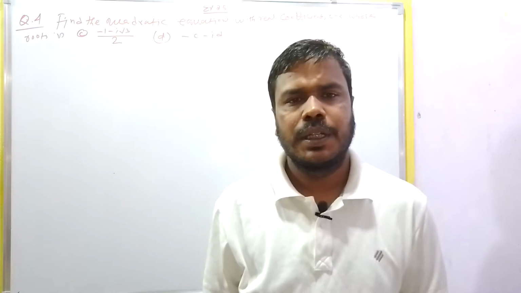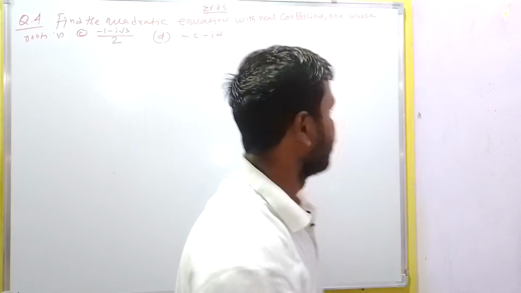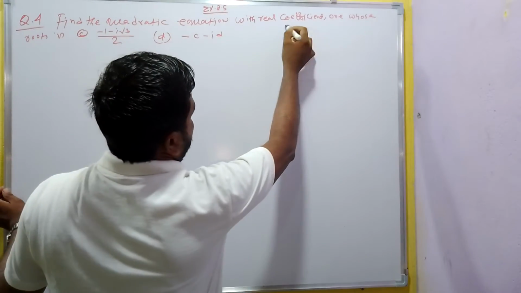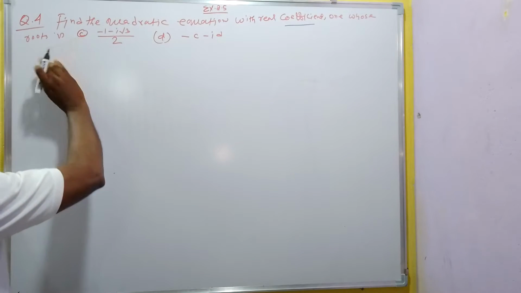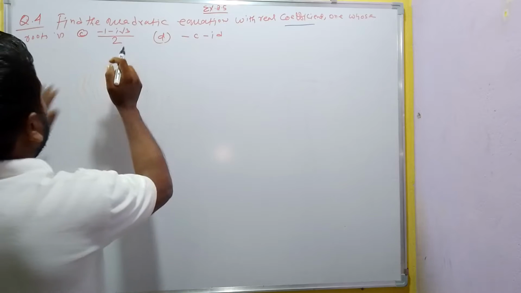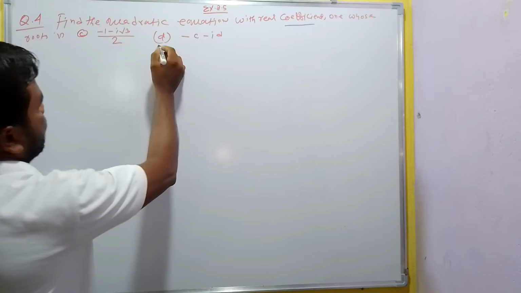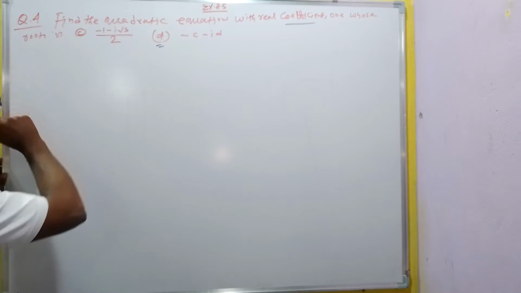Now start Advanced Math class 10, exercise 2.5, question number 4, C and D. Find the quadratic equation with real coefficients, one of whose roots is: C, (-1 - i√3)/2; D, -c - id. Okay, now the solution.